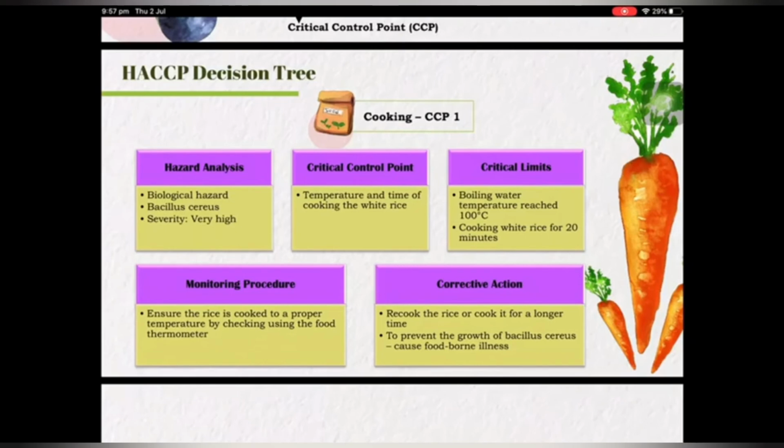Critical limits that are established are the temperature of boiling water, which is 100 degrees Celsius, and the duration of cooking, which is 20 minutes. This method has to be monitored by ensuring the rice is cooked at the proper temperature, which can be checked using a food thermometer. In case the critical limit is not met, a corrective action is established where the rice can be recooked or cooked for a longer time to make sure that it reaches the proper temperature to prevent the growth of Bacillus cereus, which can cause foodborne illness.